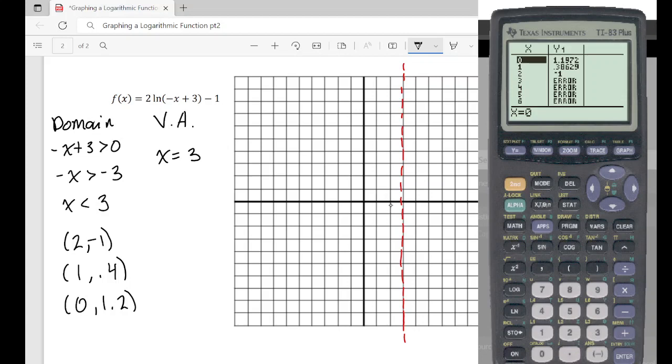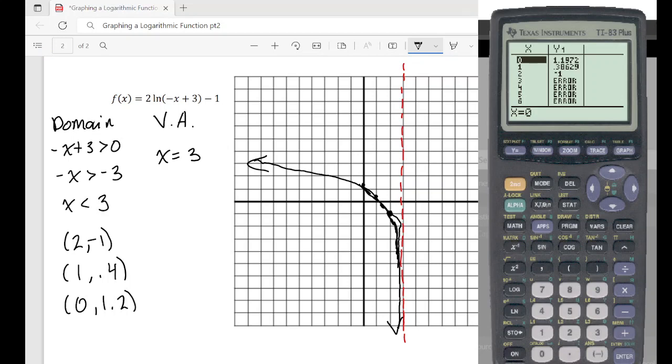So at 2, -1 here, 1, 1.4 about here, and then 0, 1.2 right about here. So we see the graph is kind of doing this shape here. So again, it's going to ride up the vertical asymptote, and then it's going to curve off something like that. That was a really bad curve, so let me just kind of make it look a little bit better. Something like that.